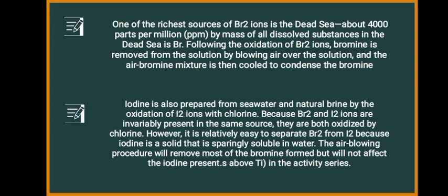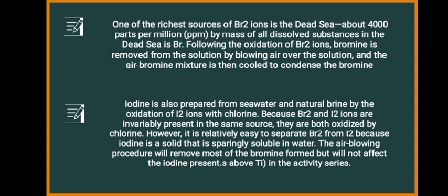One of the richest sources of Br⁻ ions is the Dead Sea, about 4,000 parts per million (ppm) by mass of all dissolved substances in the Dead Sea is Br. Following the oxidation of Br⁻ ions, bromine is removed from the solution by blowing air over the solution, and the air-bromine mixture is then cooled to condense the bromine.